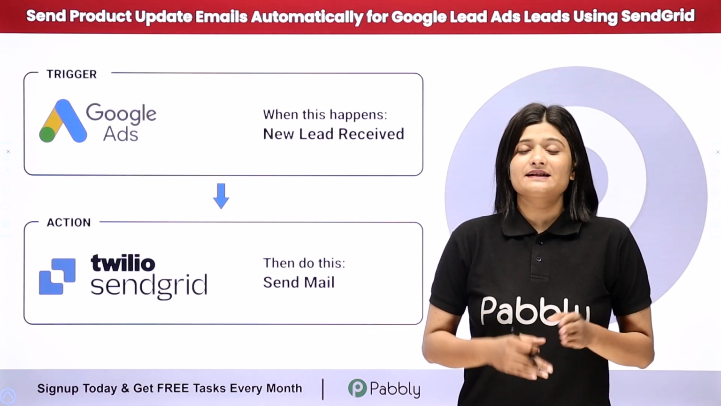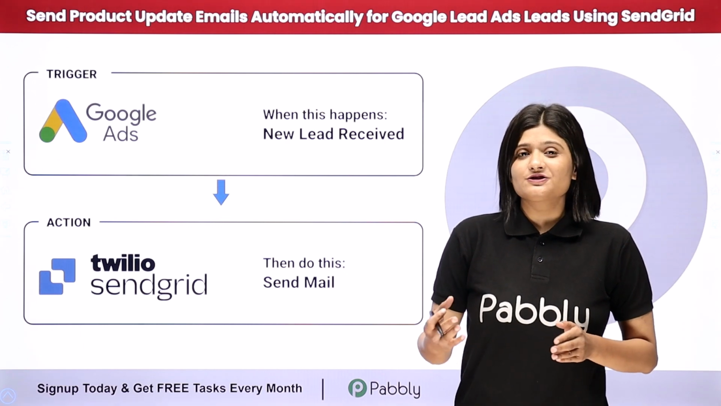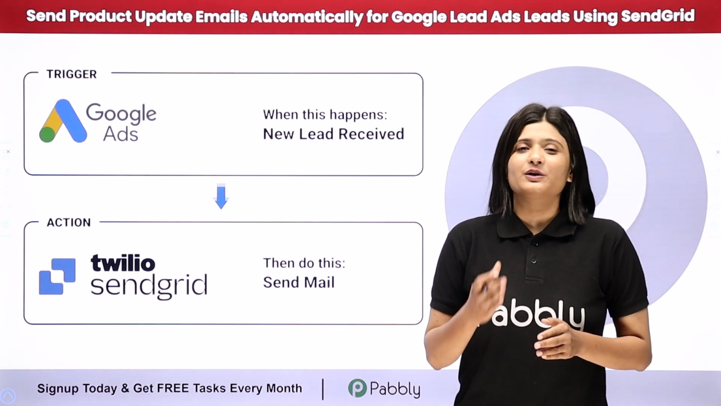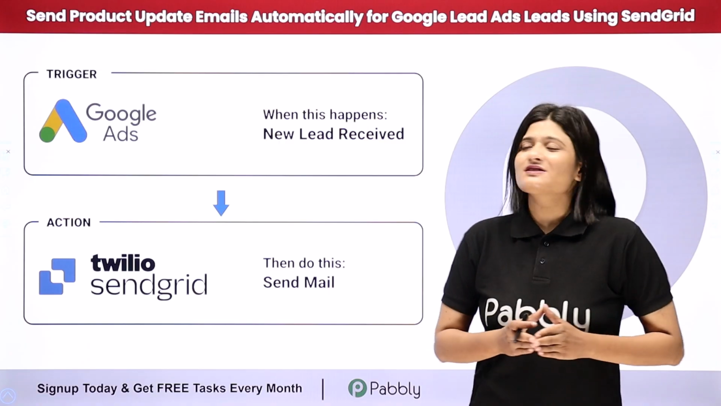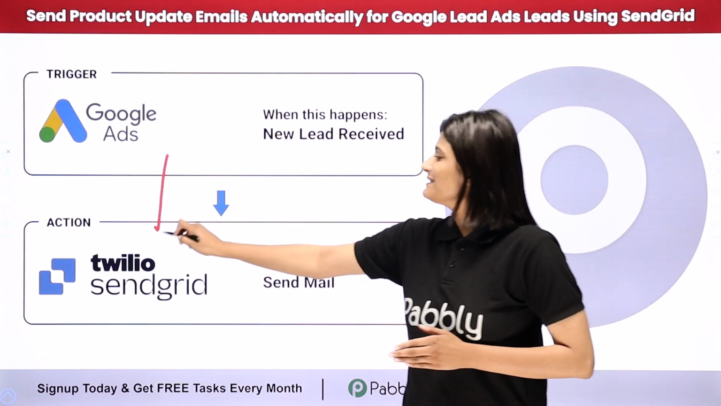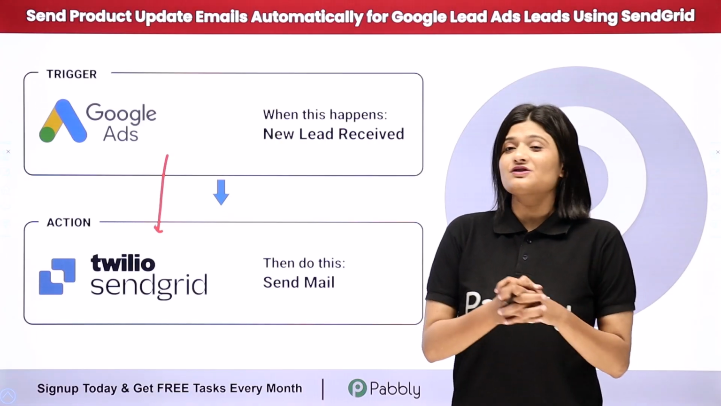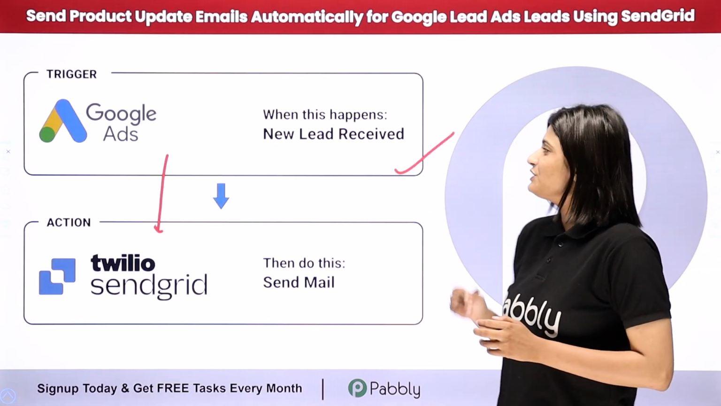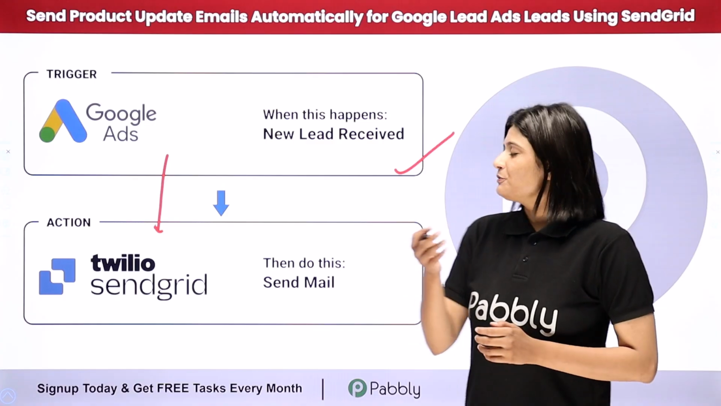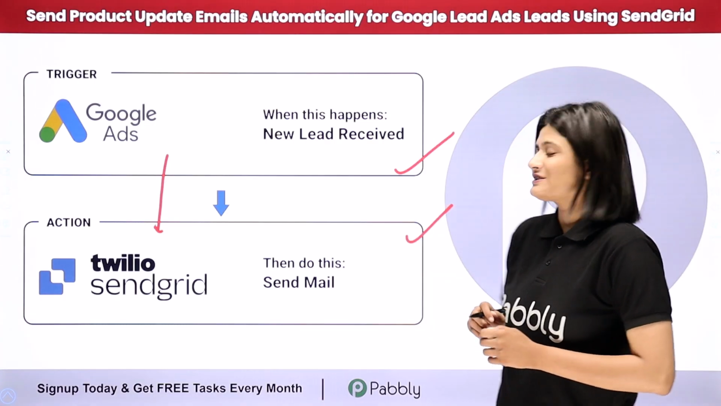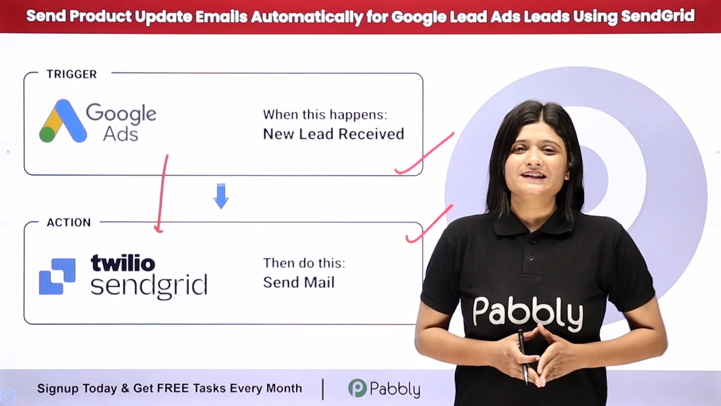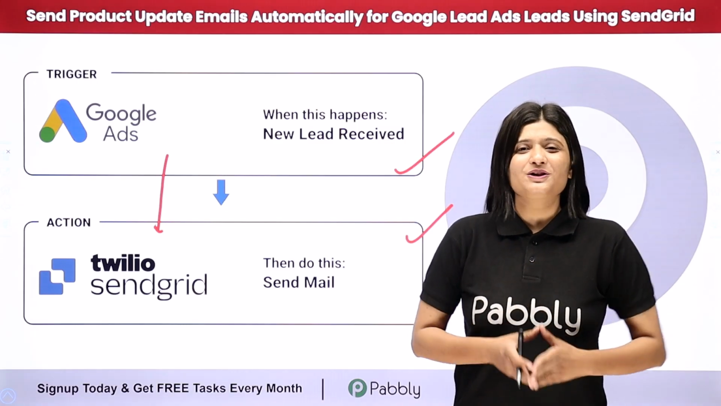So Pabbly Connect is an amazing automation and integration software which requires no coding or programming skills. Here I just need to build a connection between Google Ads and SendGrid. With the help of Pabbly Connect, I am going to build this connection in such a manner that whenever I receive a new lead from Google Ads, automatically I am going to send them the mail using SendGrid. Now if you want to learn the step-by-step process, then let me take you all to my screen.